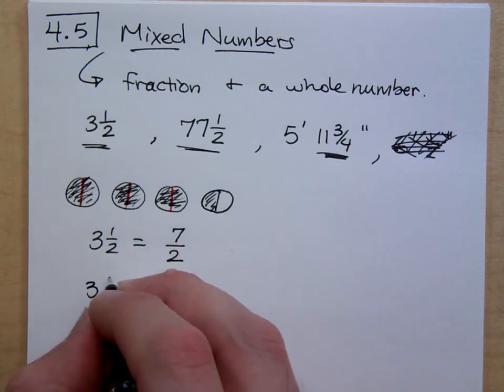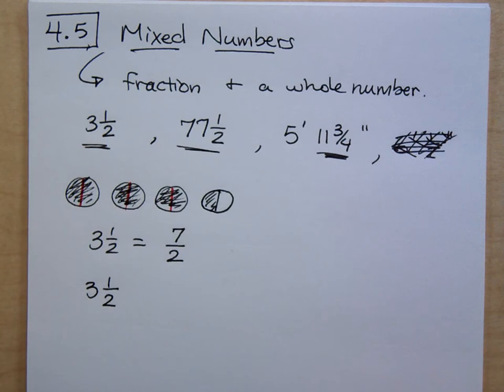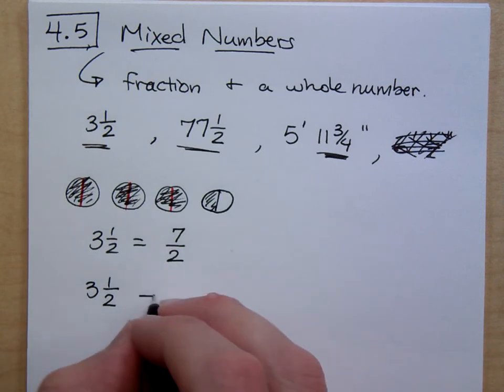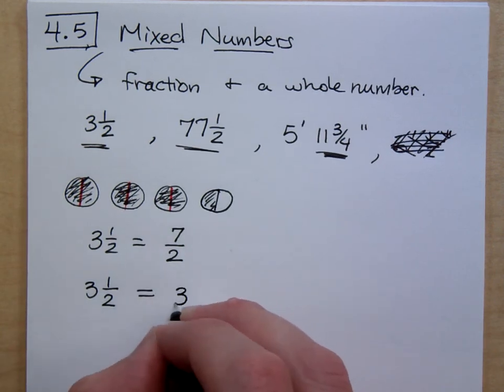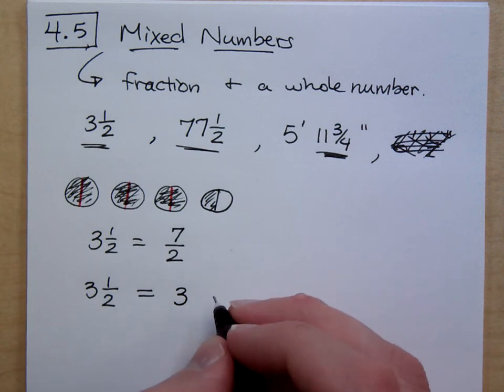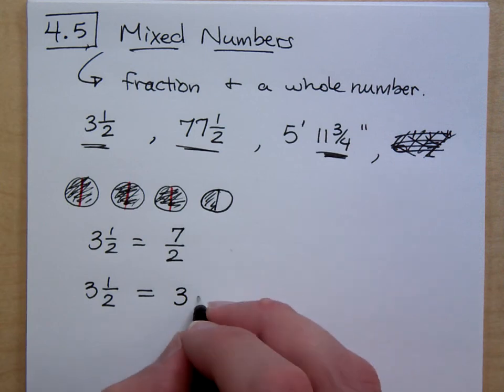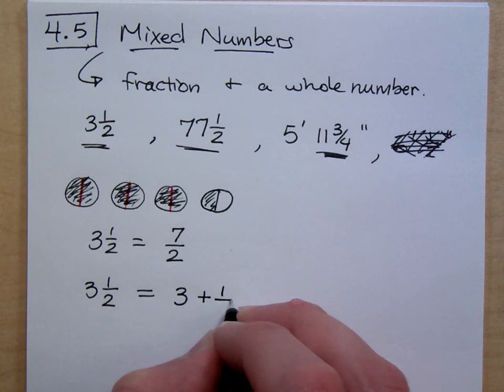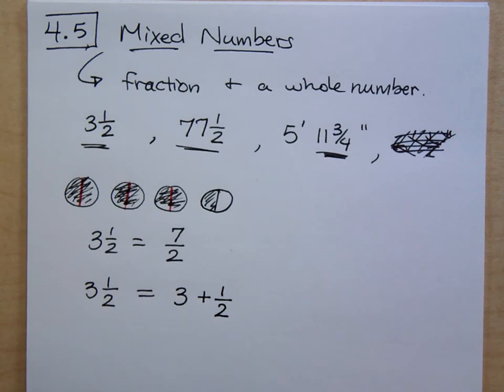Another way to see 3.5 is like this, and this is something that's very important: even though they are right next to each other, that does not mean multiplication. It actually means addition. It's one of those few cases where juxtaposition does not mean multiplication. Juxtaposition meaning things right next to each other. It's a fancy word. You should learn to use it in everyday life.